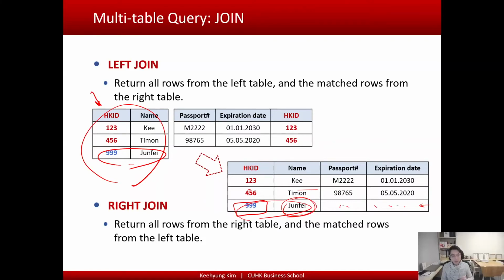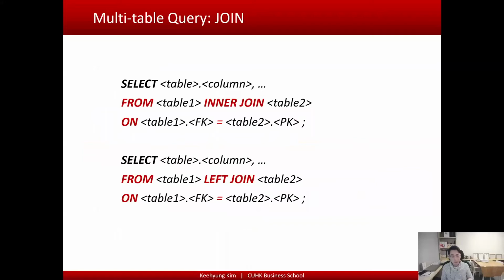And also, when you use join, I mentioned that it will be matched based on the common field, right? Hong Kong ID in this case. So whenever you use join, you have to mention which field will be used to match between tables. How to do that? You can use the ON operator. So the syntax of a multi-table query is like this. If you use join, you will use this kind of query.